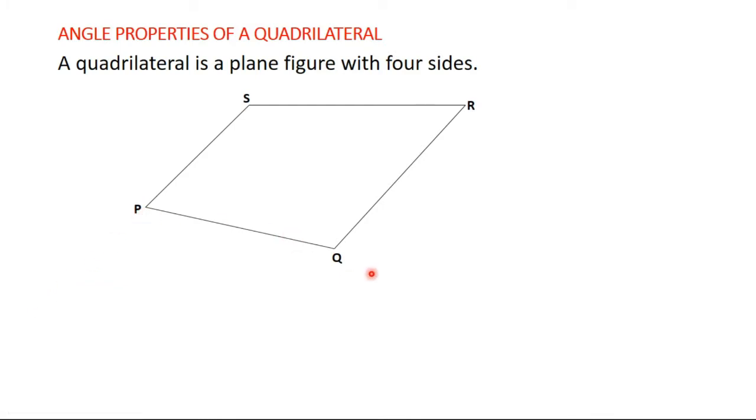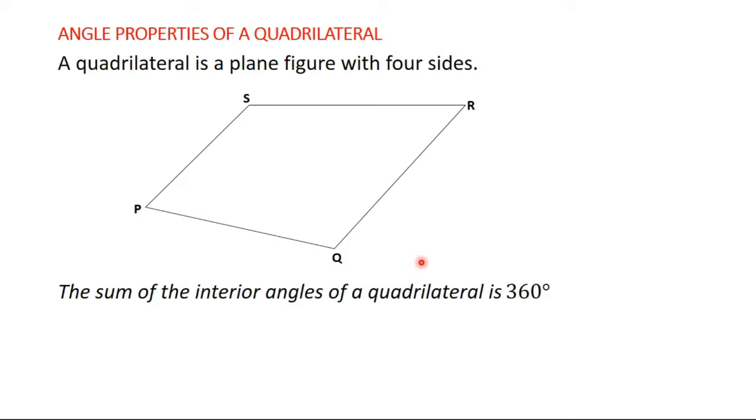So PQRS is a quadrilateral. Now, what are the angle properties of this quadrilateral? The main thing you have to know about quadrilaterals is that the sum of the interior angles of a quadrilateral is 360 degrees. In the previous video on triangles, we said that the sum of the interior angles of a triangle is 180 degrees. For a quadrilateral, if you sum the interior angles, you are supposed to get 360 degrees.